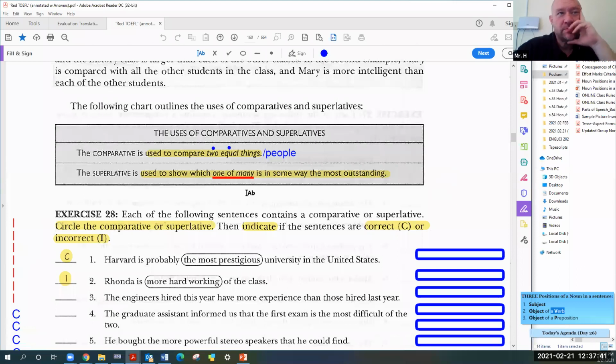And then the superlative is used to show which one of many is in some way the most outstanding. What is that word? Outstanding. Different from the group, or something special about it. You are somehow the most special in the group. Somehow: the worst, the best, the biggest, the smallest, the fattest, the thinnest. Okay. All right.